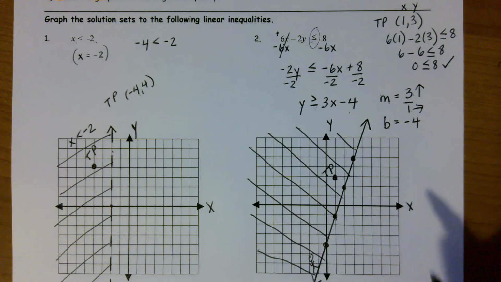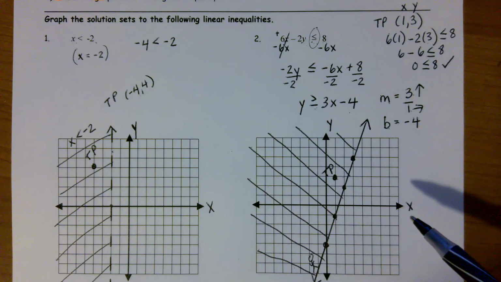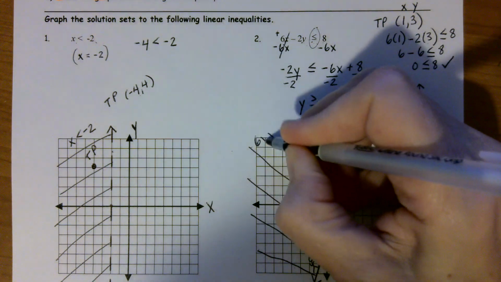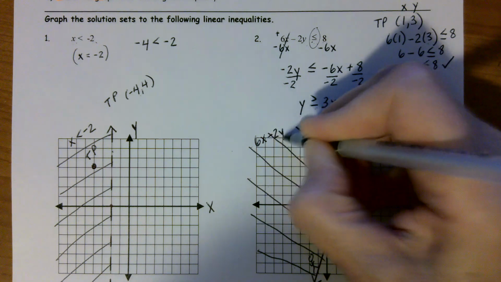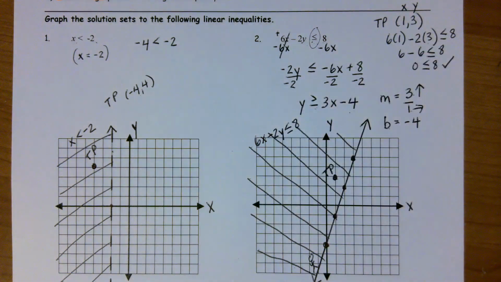And finally, we need to write our original inequality somewhere in the shaded region. I'm just going to put it over here. 6x minus 2y is less than or equal to 8.